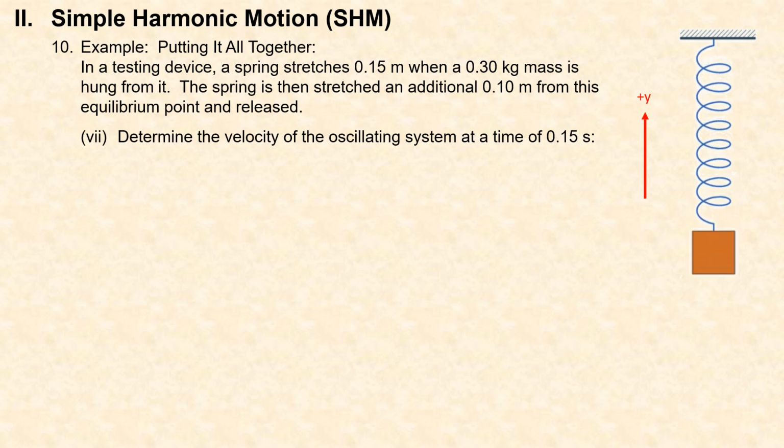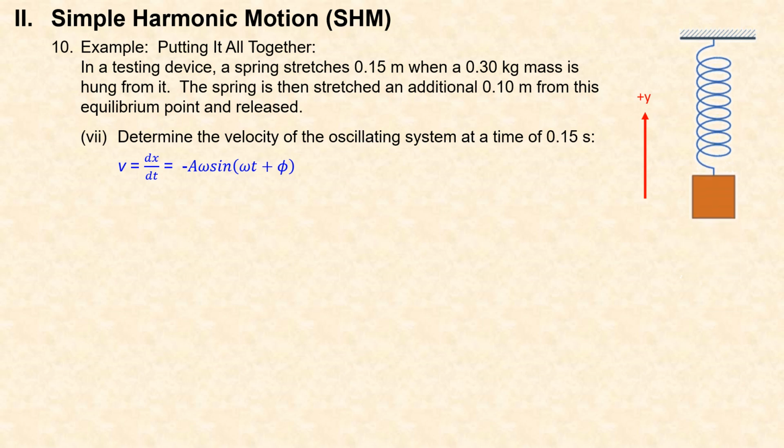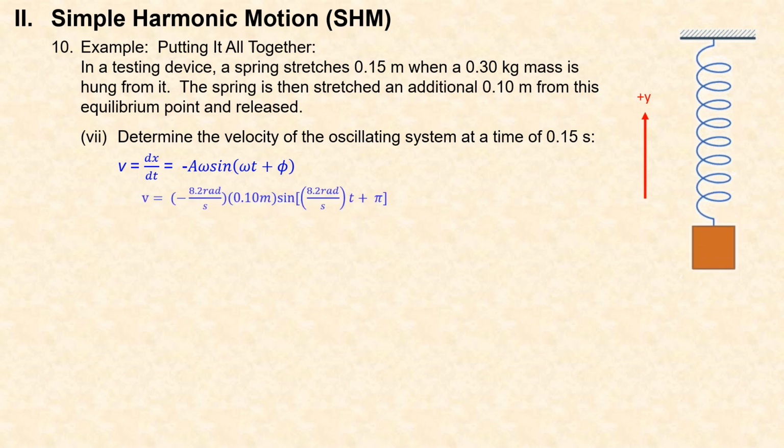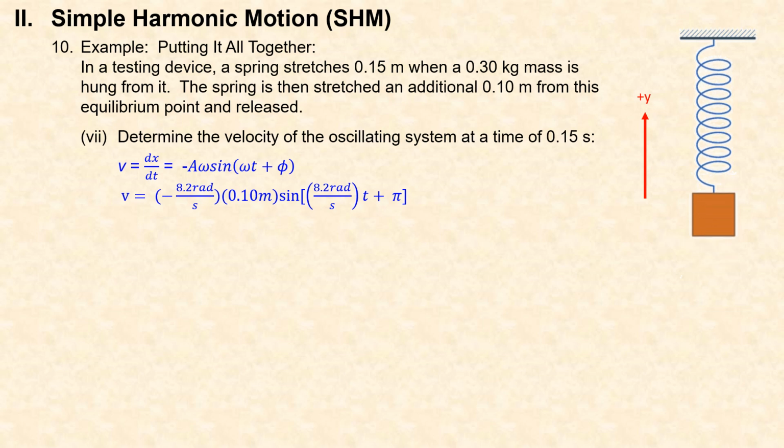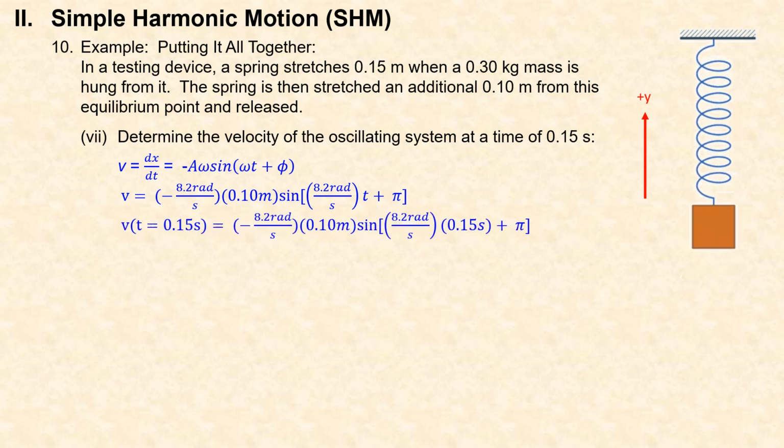And lastly, we'll be asked to determine the velocity of our oscillator as a function of time, as well as the acceleration as a function of time. And in part 7 of the problem, we're asked to actually evaluate the velocity at a particular time of 0.15 seconds. So let's start by finding the general expression, which is a matter of plug and chug. Once we've determined these constants A, omega, and phi, we know that our general expression for velocity is minus A omega sine(omega t plus phi). Plug in the values for the constants, and at a time of 0.15 seconds, we'll plug in that value of time.